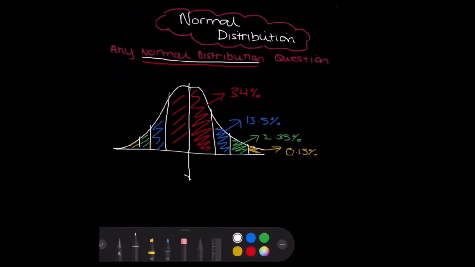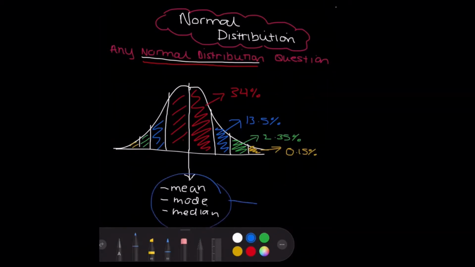At this point in the middle, here it's the mean, the mode, which is the most repeated number, and the median, which is the middle number. Here, all three of them are equal in a normal distribution.